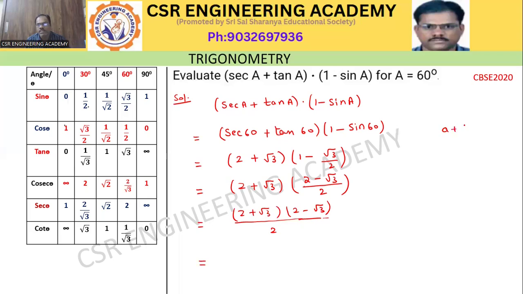A plus B into A minus B is equal to A square minus B square. Here A is equal to 2, 2 square, that is 4, minus B is equal to root 3, root 3 whole square is 3, by 2, is equal to 4 minus 3, that is 1, by 2. So the answer is 1 by 2.